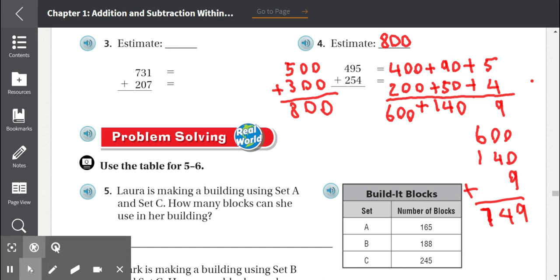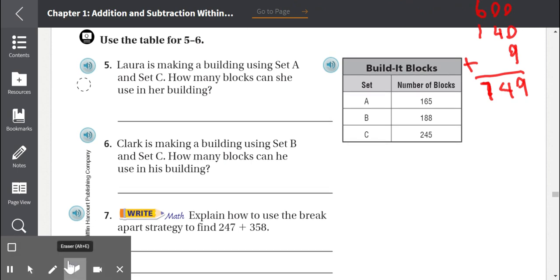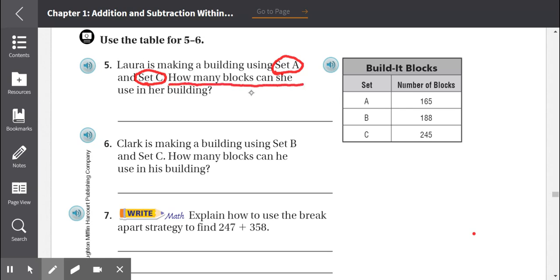Number 5. Use the table for numbers 5 through 6. Laura is making a building using set A and set C. How many blocks can she use in her building? So she's using set A. We're going to circle our important numbers and keywords, and set C. Now, our question, we always underline that because it tells us what to do. How many blocks can she use in her building?